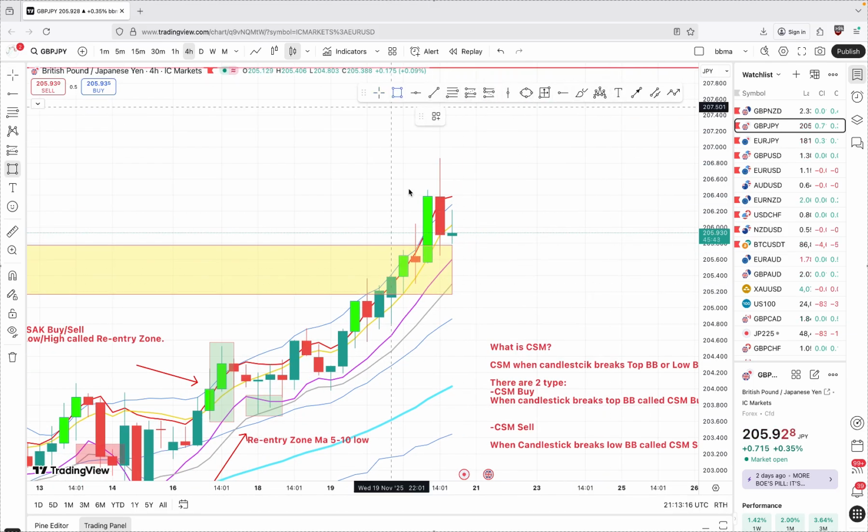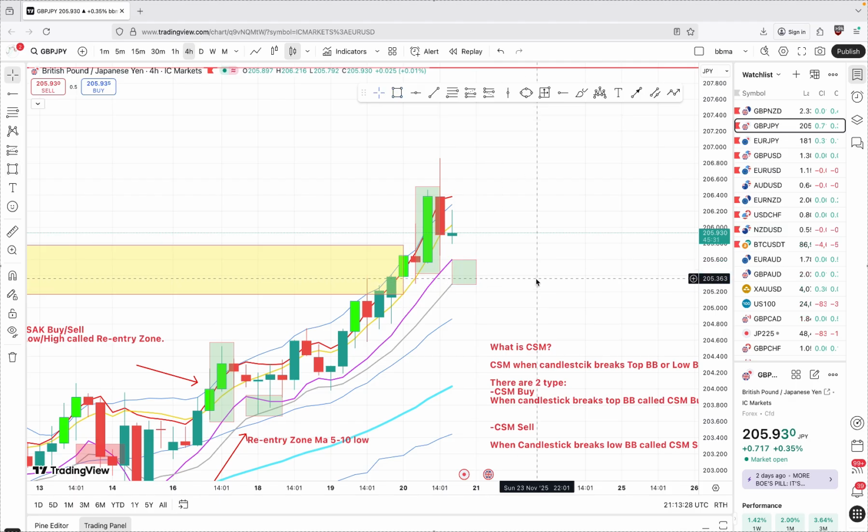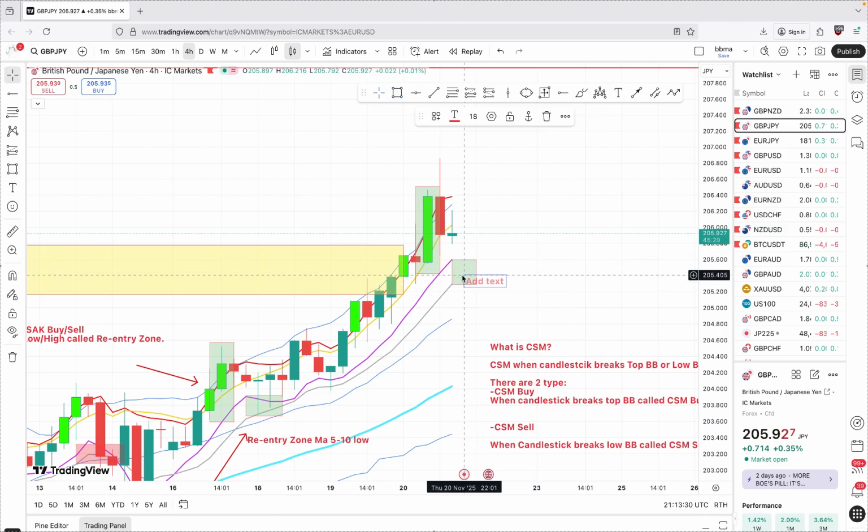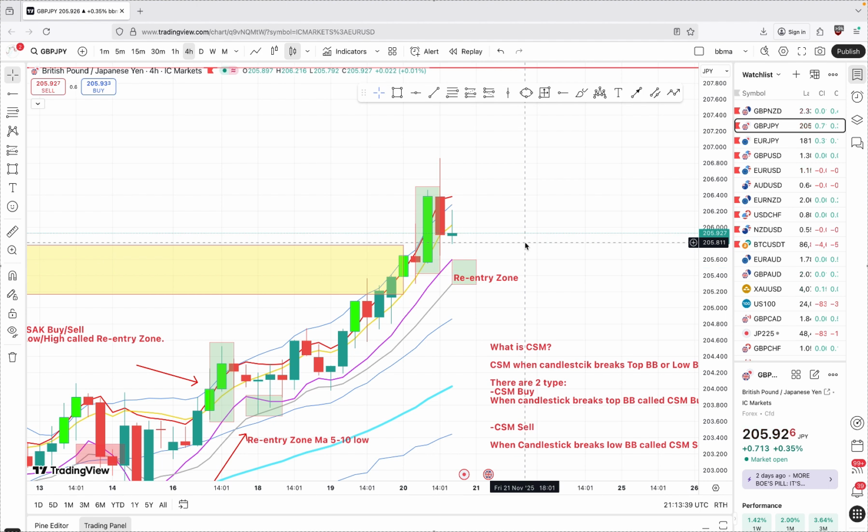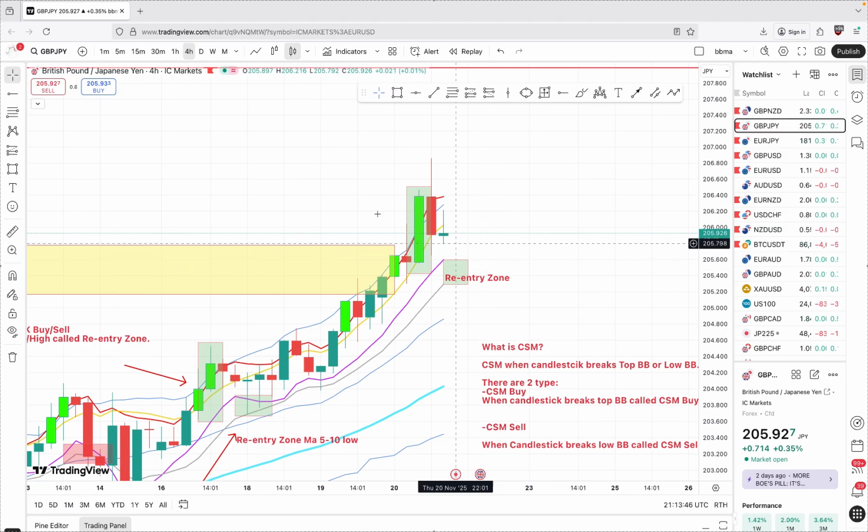See over here, we saw that this is a CSM buy. We wait for the market to come to our zone. What is our zone? This is our zone. We'll mark it like this, re-entry zone. But we don't just directly buy from here. We will check in time frame 2 and 3. That will come in our later videos, so I will explain it in depth.